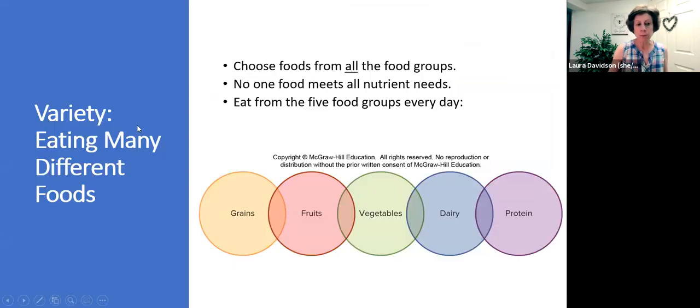We use the term variety to describe a healthy diet. A healthy diet is varied. You choose foods from all of the food groups, and that's important because you're more likely to meet your nutrient needs. You'll see as we move through this course that different food groups are rich in different nutrients.